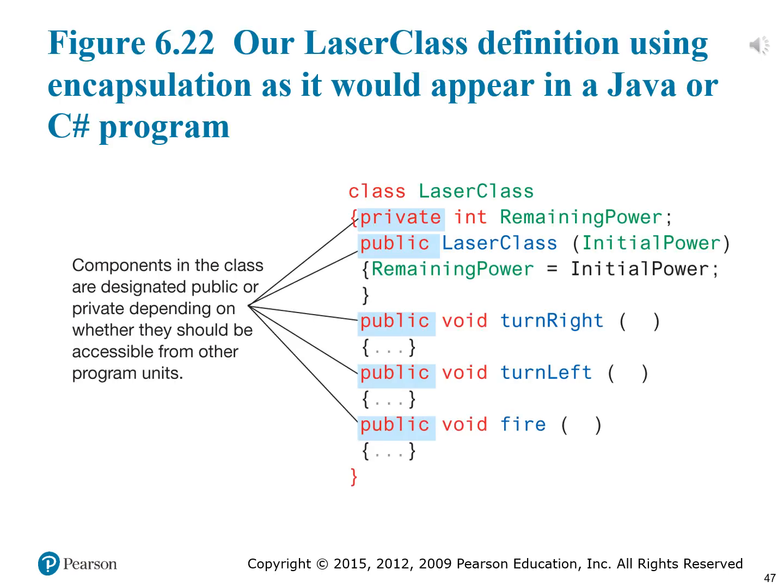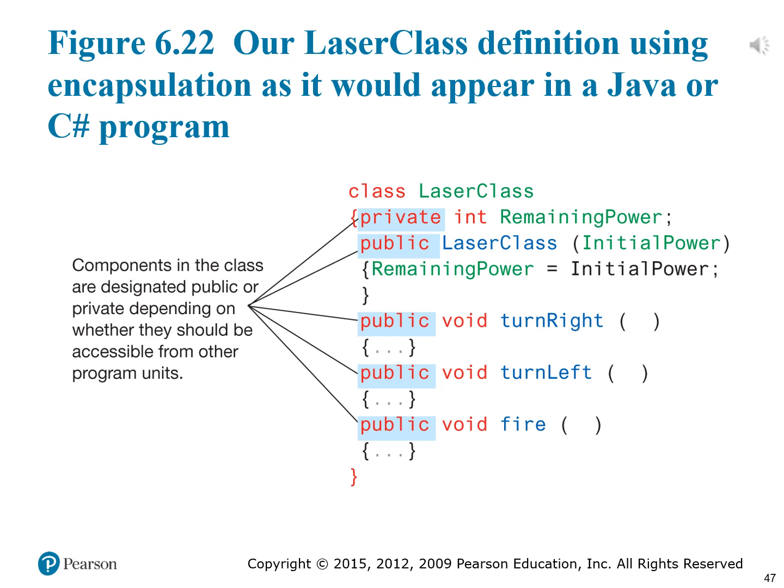As an example of encapsulation, let us return to our previously outlined laser class. Recall that it described an instance variable remaining power and the three methods: turn right, turn left, and fire. These methods are to be accessed by other program units to cause an instance of laser class to perform the appropriate action, but the value of remaining power should only be altered by the instance's internal methods. No other program unit should be able to access this value directly. To enforce these rules, we need merely designate remaining power as private and turn right, turn left, and fire as public, as shown in this figure.